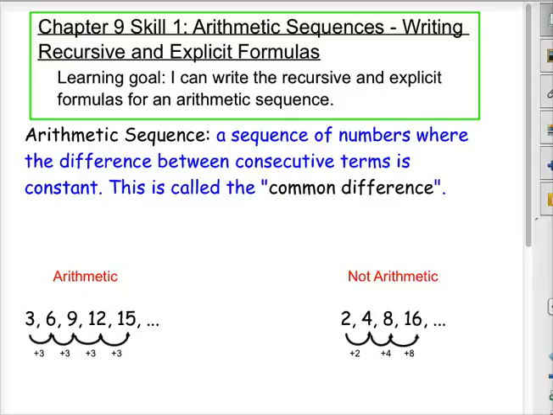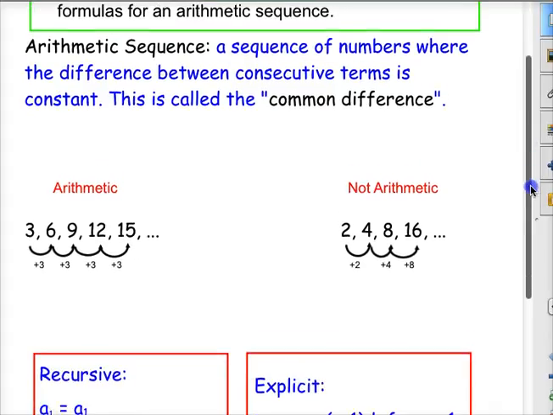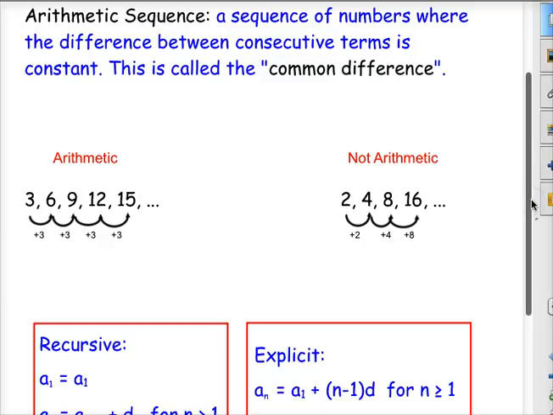Welcome back. Today we're going to start a conversation about arithmetic sequences. So this entire chapter is all about sequences, and this one is starting with arithmetic. Now, what I mean when I use the term arithmetic, that means that we are adding the same thing every time to get to our next term. So in this example, we're adding 3 to every term.